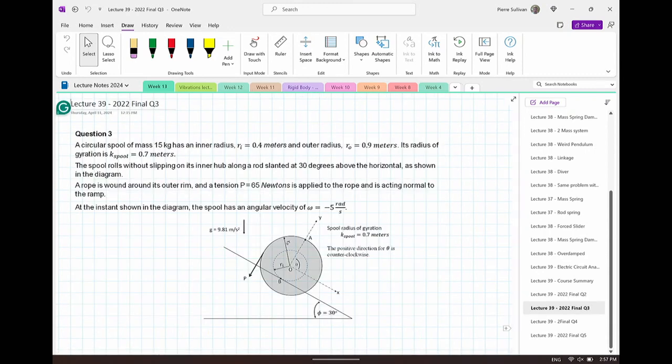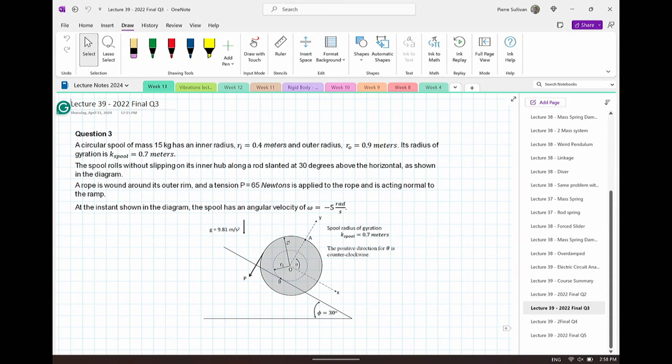This was the second question. This is a nice question, and it deals with rolling with and without slip. Here you see a spool. You'll notice that we give you the radius of gyration and a couple of dimensions, and a tension is applied, and all sorts of things that you need to do. This is the kinetics problem. The previous one was a kinematics problem.